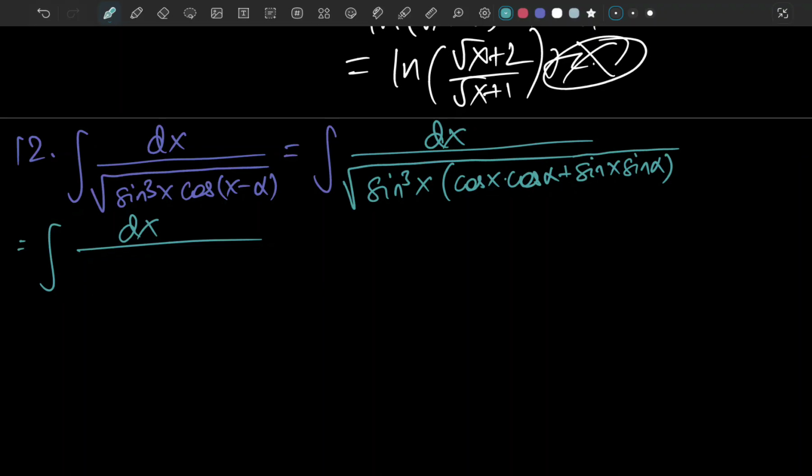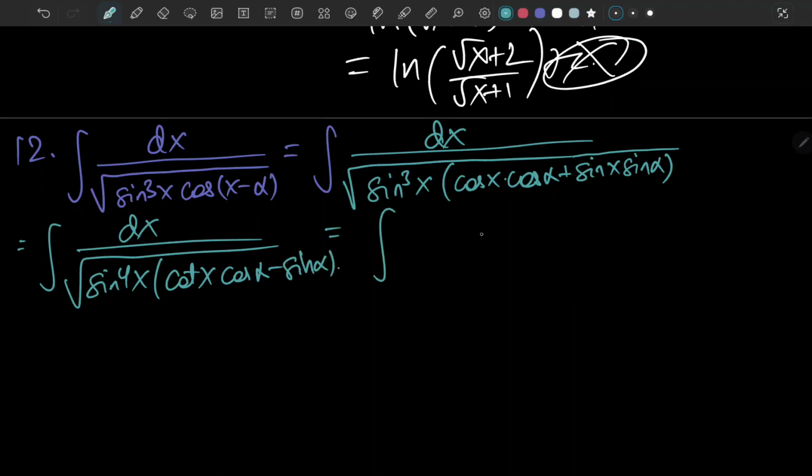okay, let's factor out sine of x from this parenthesis. So the square root becomes sine to the 4th of x, and if we are factoring out sine x, then we have to divide by sine x here. So to maintain that, I'm just going to write cotangent of x times cosine of alpha plus sine of alpha.